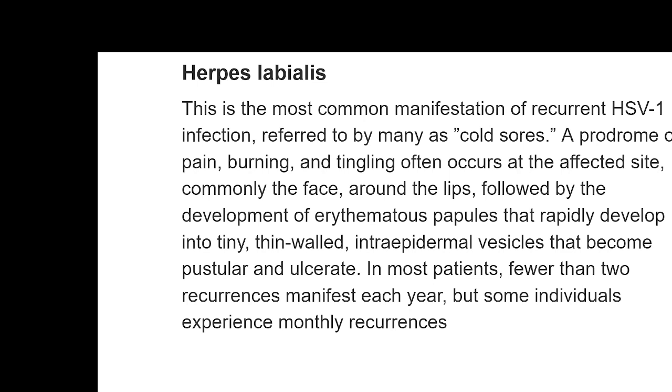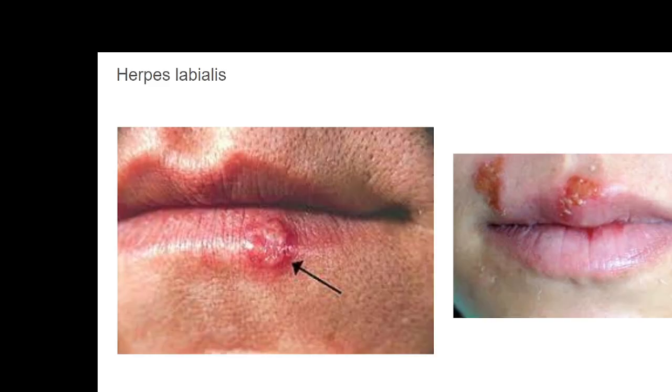And in most patients, fewer than 2 recurrences manifest each year, but some individuals experience monthly recurrences. Most of the times, it presents with the repeated recurrences of localized lesions around the lips and the tongue, mouth, face area, and they may recur at regular intervals. That's the typical presentation of herpes labialis. You will see some vesicular eruptions at the lip area, initially maybe 1 or 2, and then they may heal.